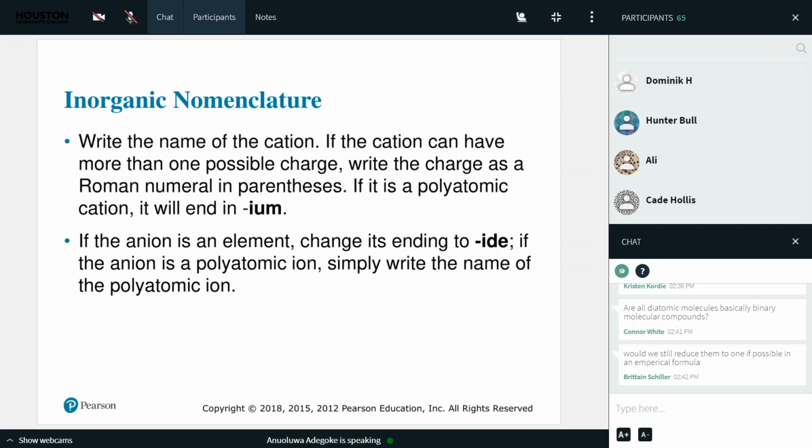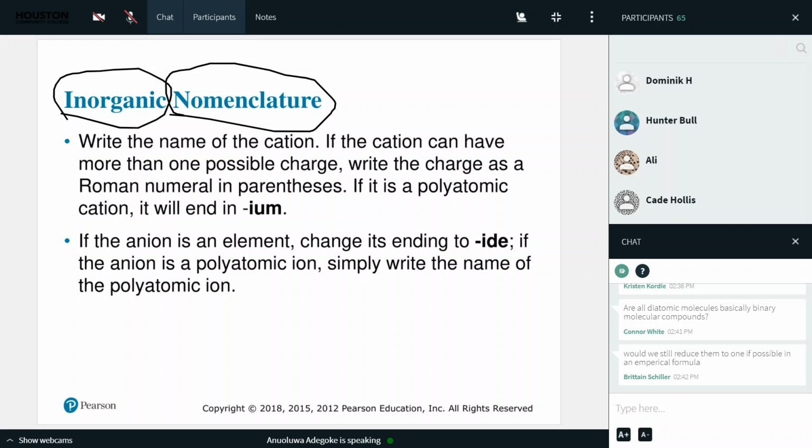All right, so we're going to start off with inorganic nomenclature. Whenever you see the word inorganic, it's just another word for ionic compounds. Inorganic just means it contains metal and non-metal. When you see organic compounds, the typical examples are the hydrocarbons, which contain H and C. And the word nomenclature is just a big word for naming. Whenever you see nomenclature, it's just naming.